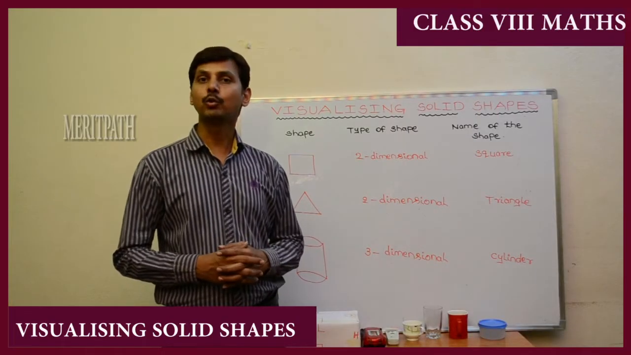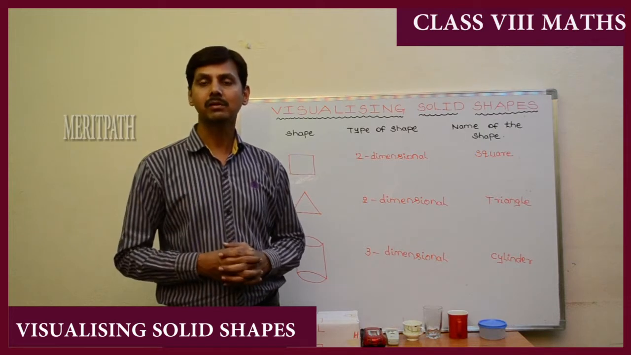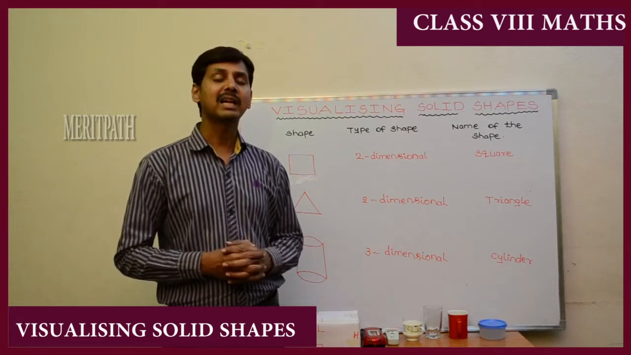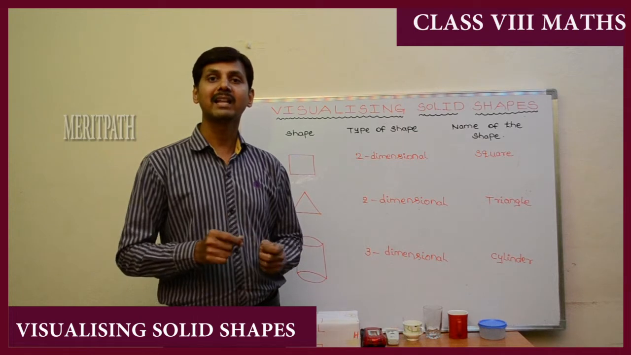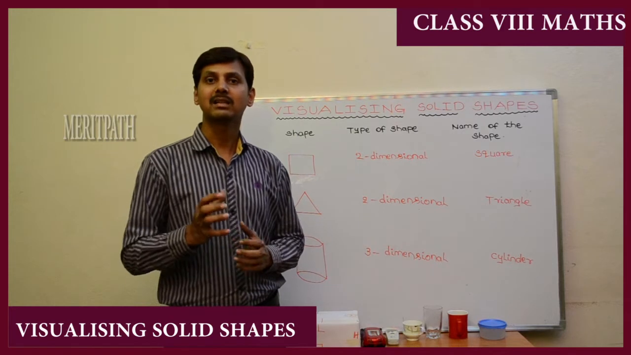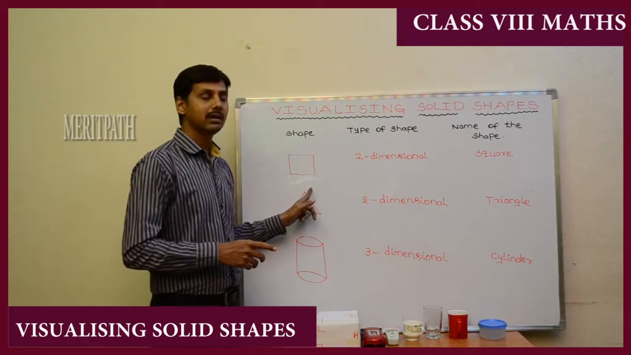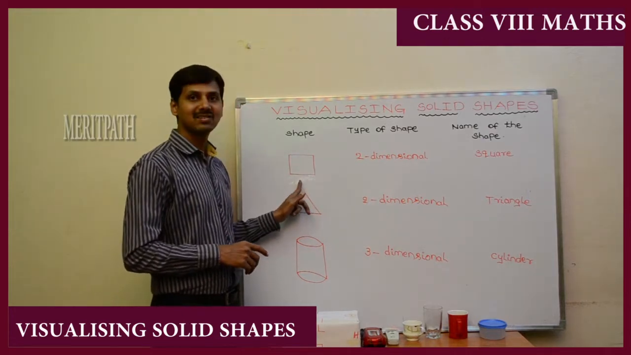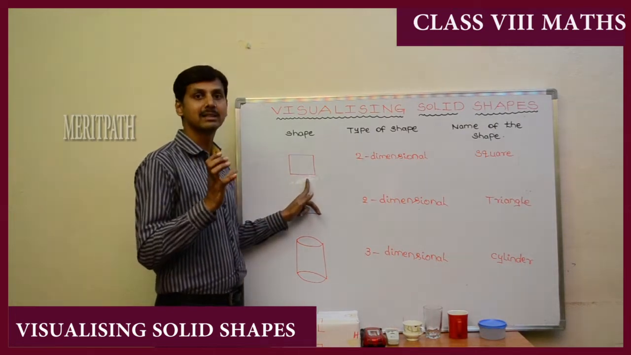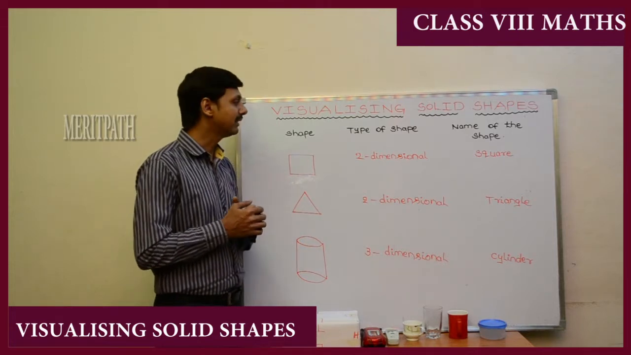The shapes which have two dimensions, length and breadth, we call two-dimensional shapes, and the solid shapes which have three dimensions like length, breadth, height, we call three-dimensional figures or three-dimensional solids. For example, we have drawn a square. It has length and breadth, sides we measure in two dimensions. The name of the shape is a square.